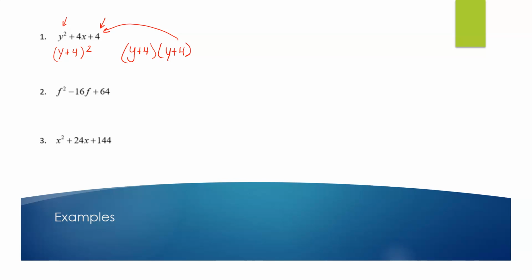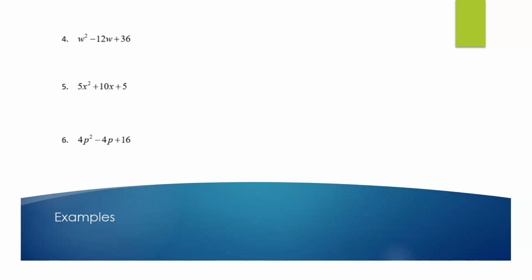So for number 2, f squared is a perfect square, 64 is a perfect square, and negative 16, there's only one negative sign, so I'm going to take the square root of f squared, the minus in the middle, so I'm going to use that, square root of 64, and then I'm going to square that quantity. Number 3, A is a perfect square, C is a perfect square. So I have the square root of x squared, the plus sign in the middle, an addition sign, square root of 144, and we're going to square the quantity.